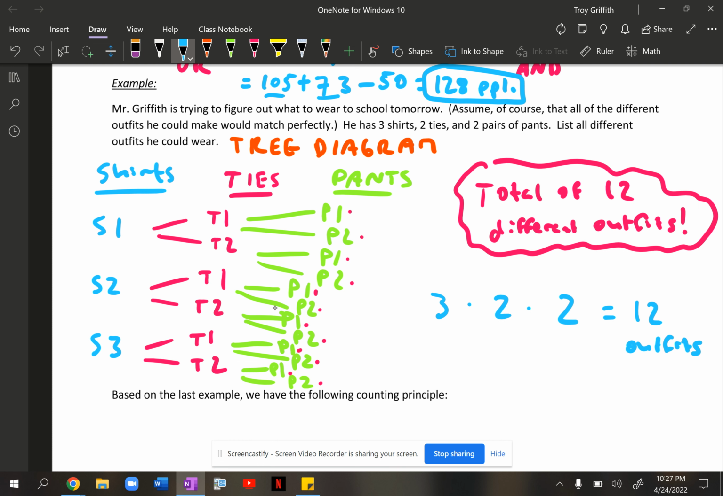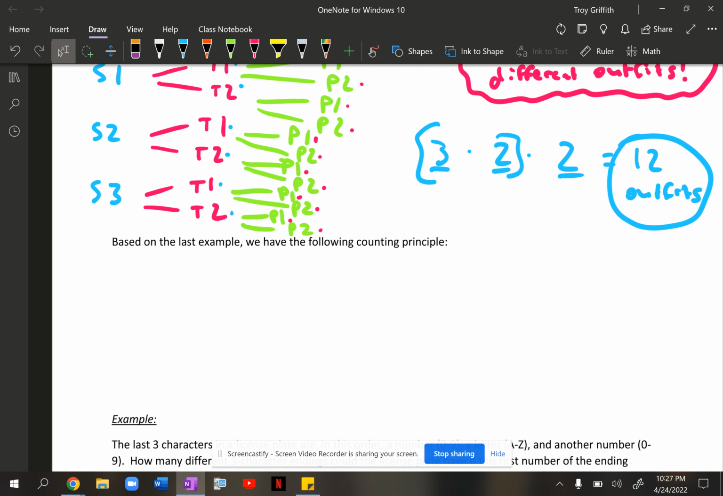If you look at it, there are 3 shirts, and branching off of each shirt, there are 2 tie options, which means there are 1, 2, 3, 4, 5, 6, 3 times 2 shirt-tie combos. But then branching off of each one of those shirt-tie combos, there are also 2 pairs of pants. So I have to multiply all those shirt-tie combos by 2, and 6 times 2 gives me a total of 12 outfits. Okay, so this brings up a counting principle.